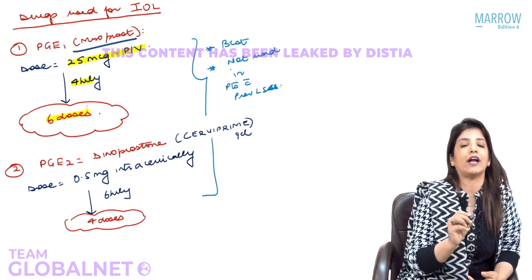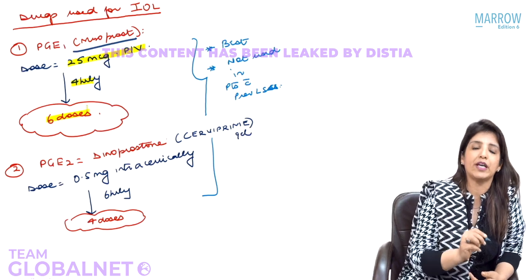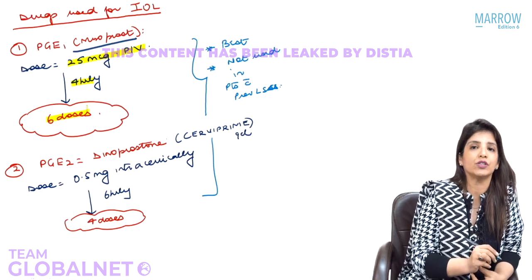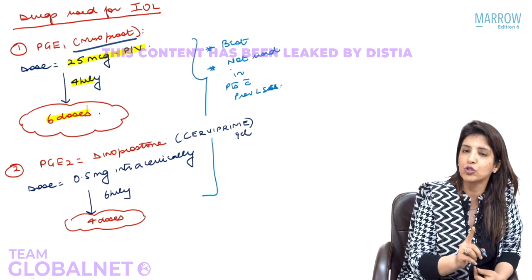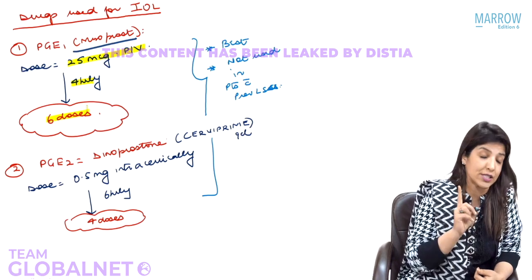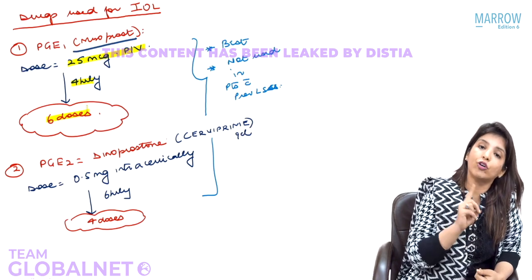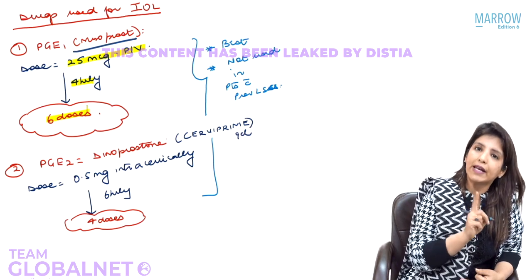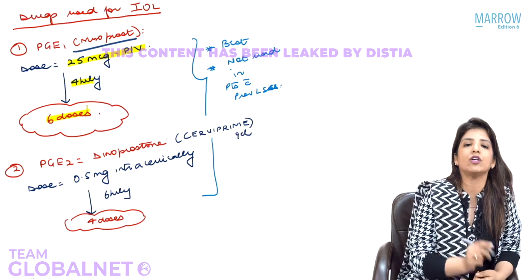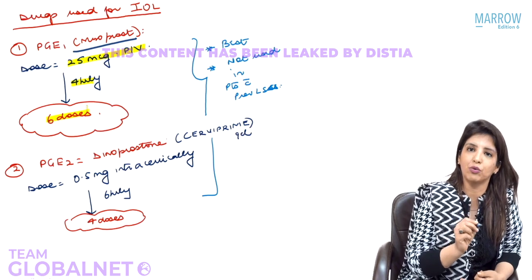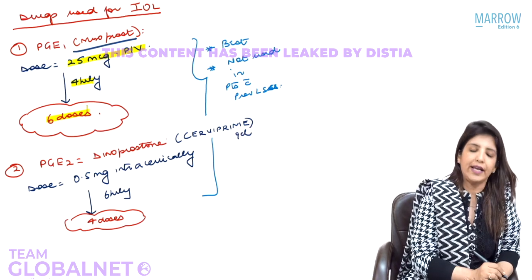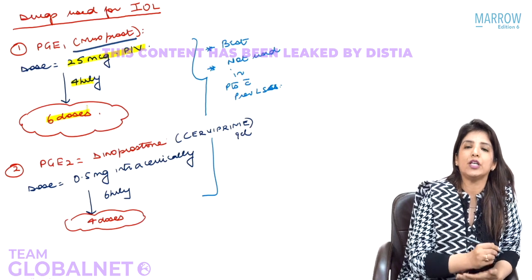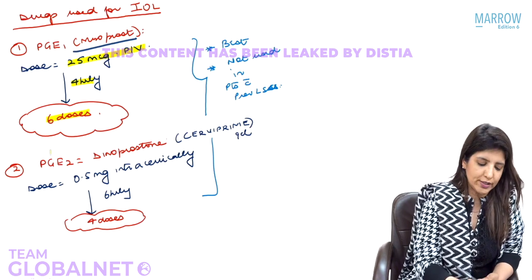Please remember that for prevention of PPH, that is for active management of 3rd stage of labor, the dose of Misoprostol which you were giving was 600 micrograms. And for treatment of PPH, you were giving 800 micrograms. For induction of labor, you are giving 25 micrograms. Right? Then next you can use PGE2, that is dinoprostone.